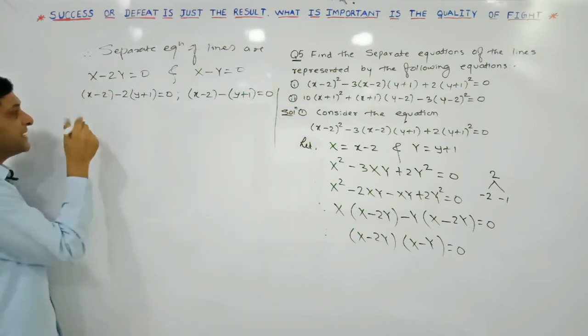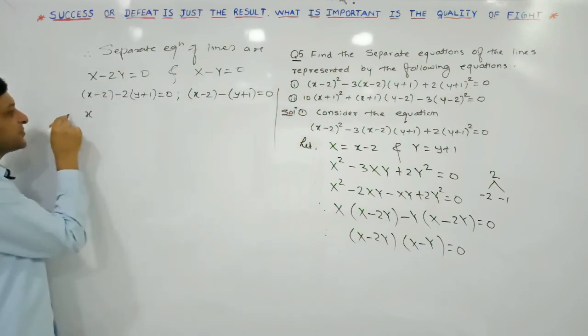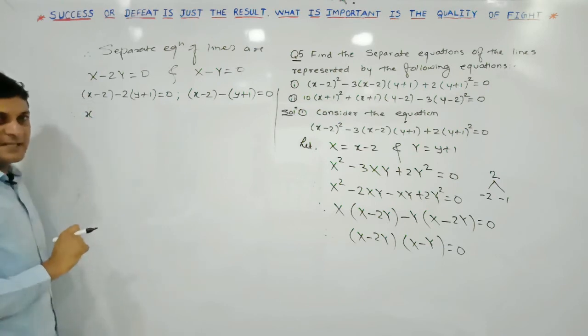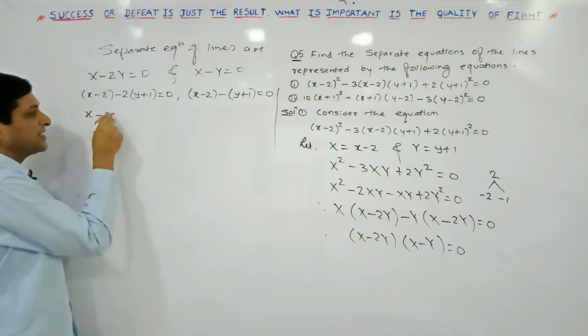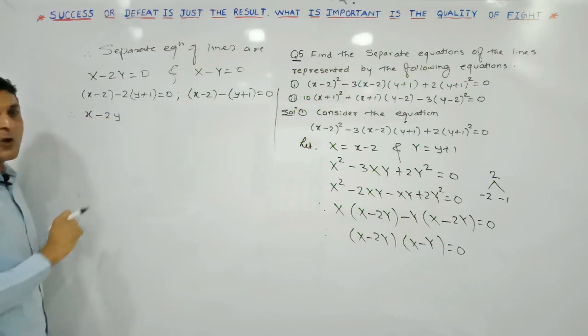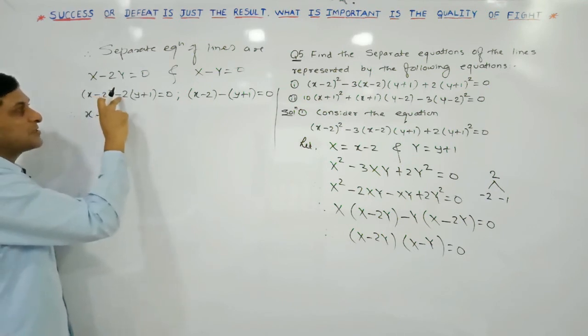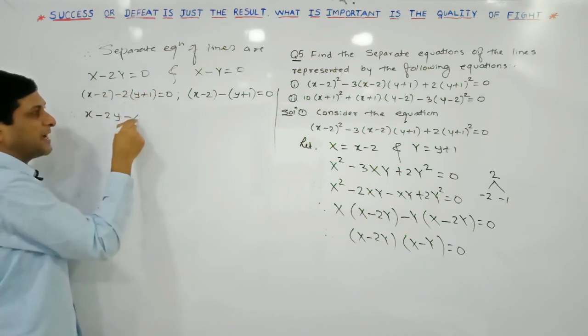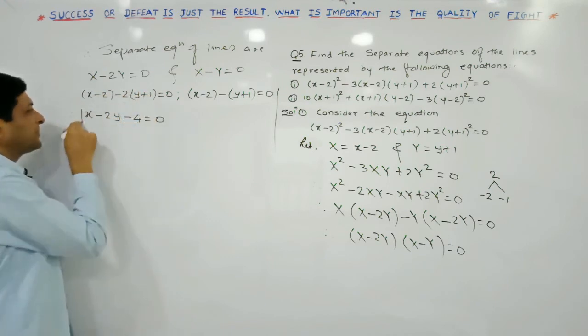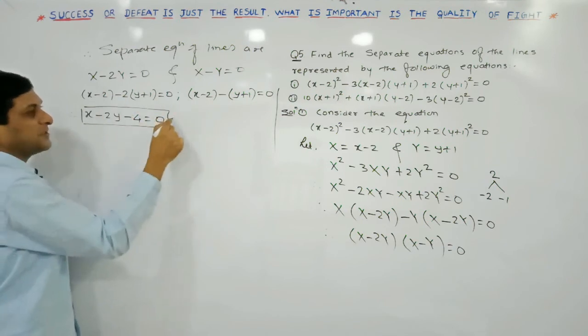Now let us simplify this equation. First collect the terms of x, only one term of x is there. Then collect the terms of y, minus 2 into y will be equal to minus 2y. Lastly collect the constant term, minus 2, and this minus 2 into 1 will be minus 2, means minus 2 minus 2 will become minus 4 is equal to 0. In this way we have got the first equation of line.